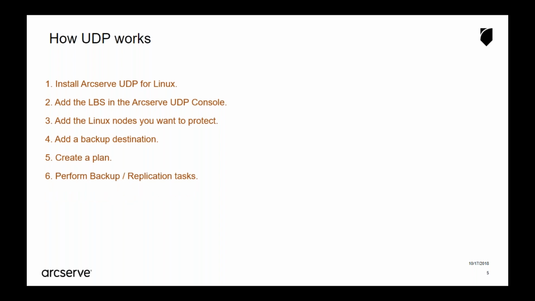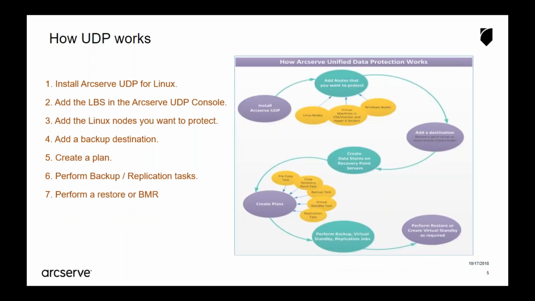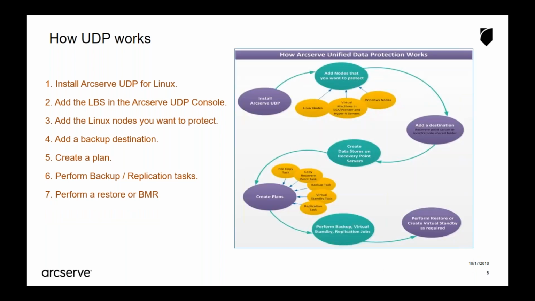If you have an offsite location where you would like to store your backed up data, we could perform replication of the backup data between both the sites. And the last step would be to perform a restore or bare metal recovery if required. So it's simple. Install UDP, add LBS, add the nodes, add a destination, create a plan, perform backups, perform restores.